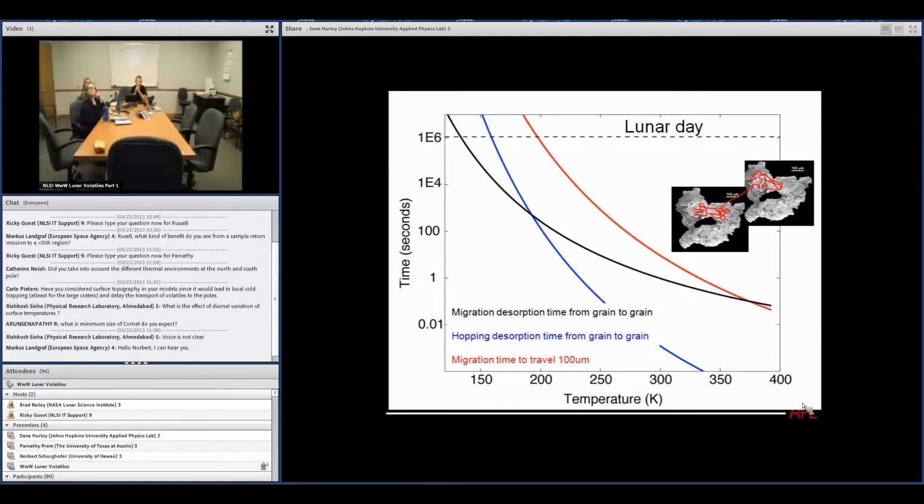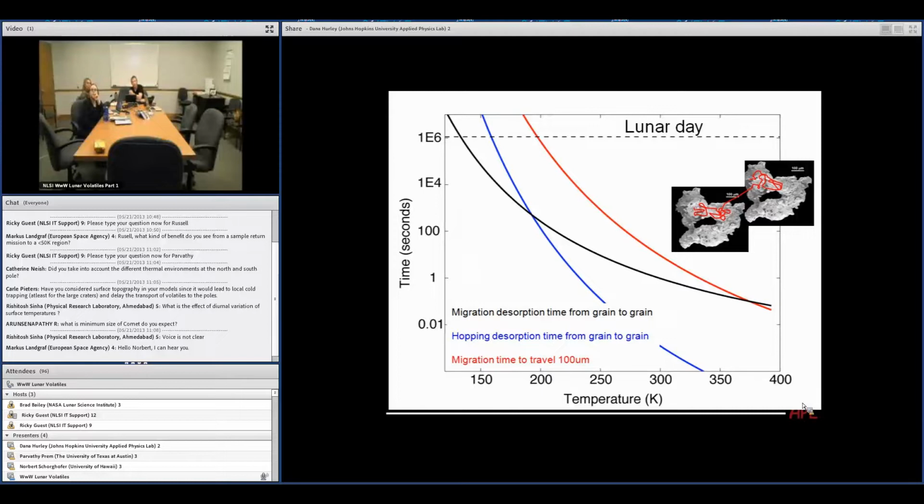The plot you see up there is a water molecule migrating around the grain. That's easier for water to do because you don't have to fully break the bond. You only have to weaken it, so you can migrate around. That happens more rapidly, but you don't move quite as far. You can move further with a single hop, but then you have to break the entire bond. So you migrate from grain to grain, hopping from grain to grain.